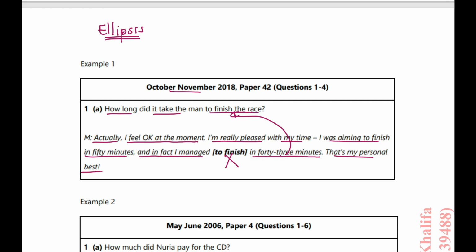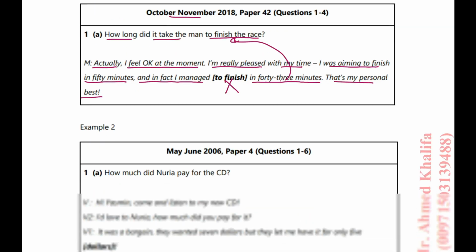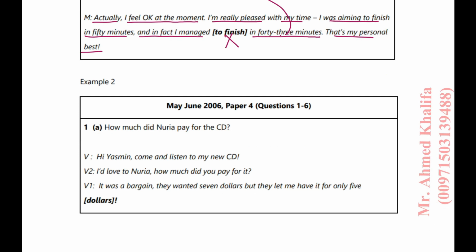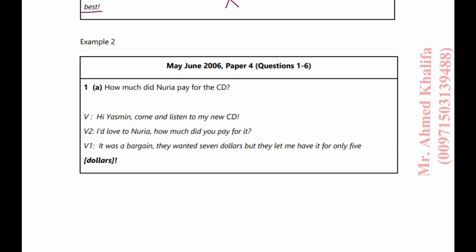It is quite mighty. You understand why, Mister? When it could be dangerous. Let us see this example, and I want you to watch out. That was May-June 2016, paper 4, questions 1 to 6. How much did Nuria pay for the CD? Hi Yasmin, come and listen to my new CD. I'd love to, Nuria. How much did you pay for it? It was a bargain. They wanted $7, but they let me have it for only $5.